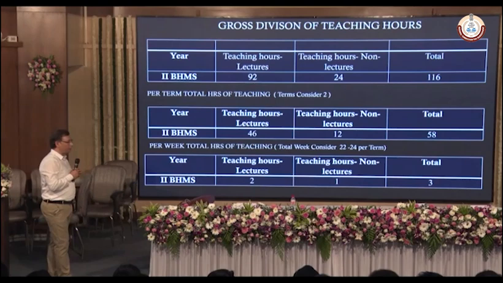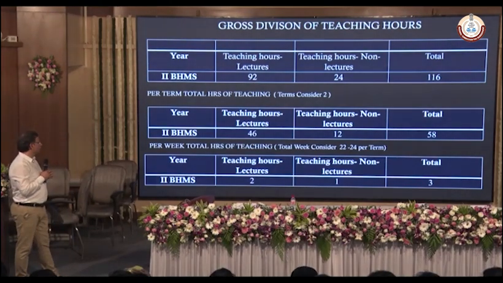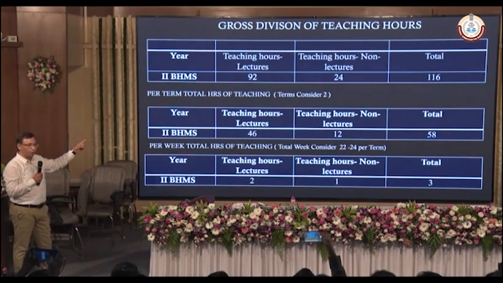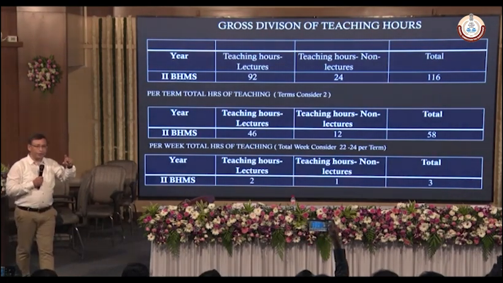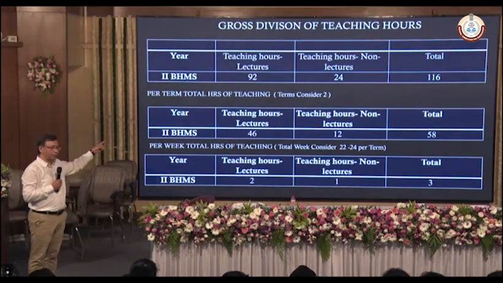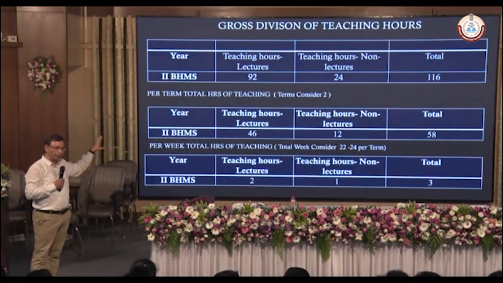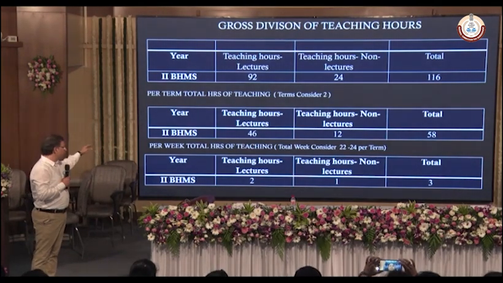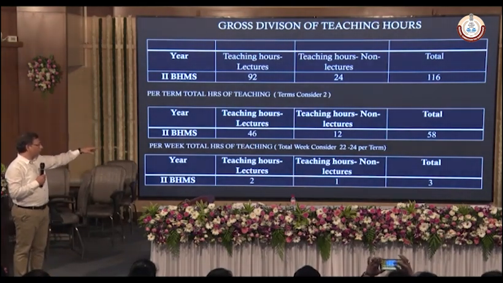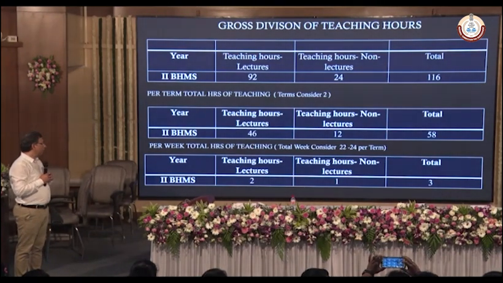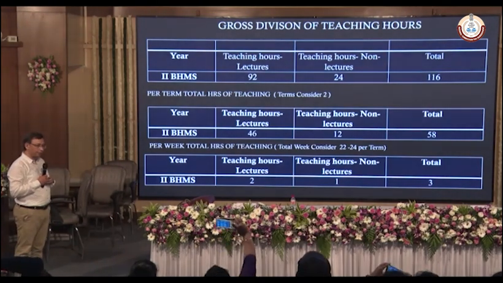So this is a gross division of teaching hours. In second BHMS, we have 92 theory hours and 24 non-lecture hours. In the list, it is given 60 hours. But now we have reduced to 24 hours. So you follow this, non-lecture 24 hours and theory 92 hours. So for each term, you will have 58 hours of theory and 12 non-lecture hours and 46 lecture hours.